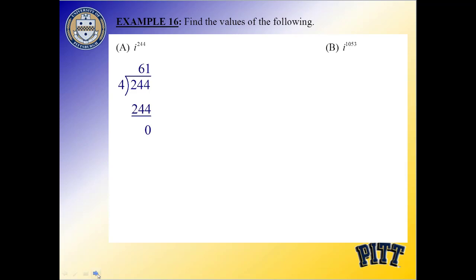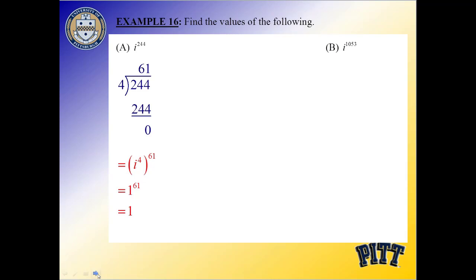First you would take that exponent and divide it by 4. If I divide 244 by 4, I get 61 and a remainder of 0, which means that, since I have no remainder, I can take i to the 4th power and raise it to the 61st power, and that's what would give me i to the 244th. So I can break it down that way. Now i to the 4th power is just 1, and 1 to the 61st power is 1.